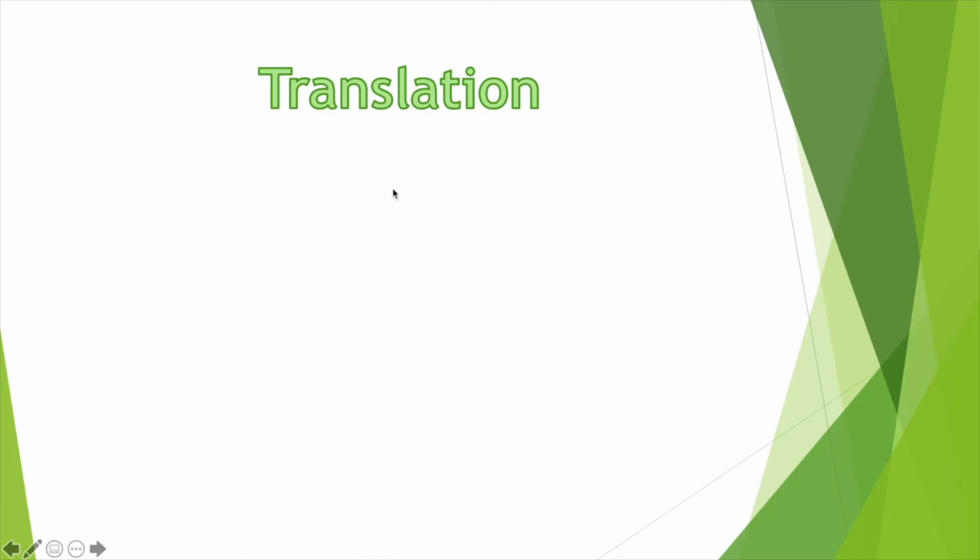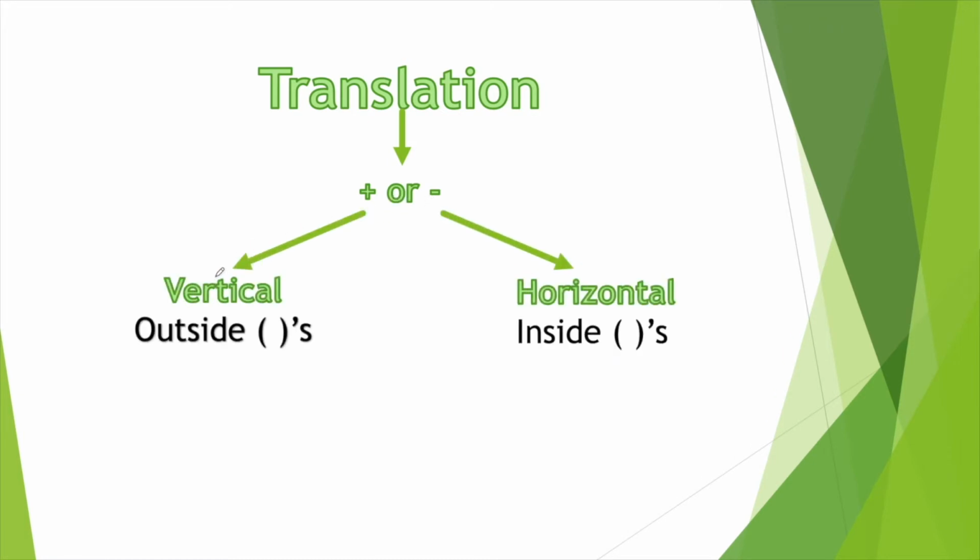So let's first talk about translation. Translation is represented by any sort of adding or subtracting in any problem where we're talking about functions, moving, and transformations. Now there are two different types of translations that you have: vertical or horizontal. For the vertical, the adding or subtracting will happen on the outside of the parentheses. But for horizontal, it's going to happen on the inside of the parentheses.